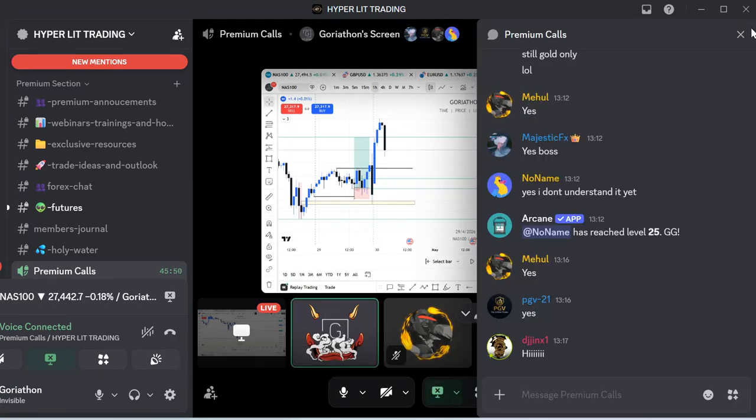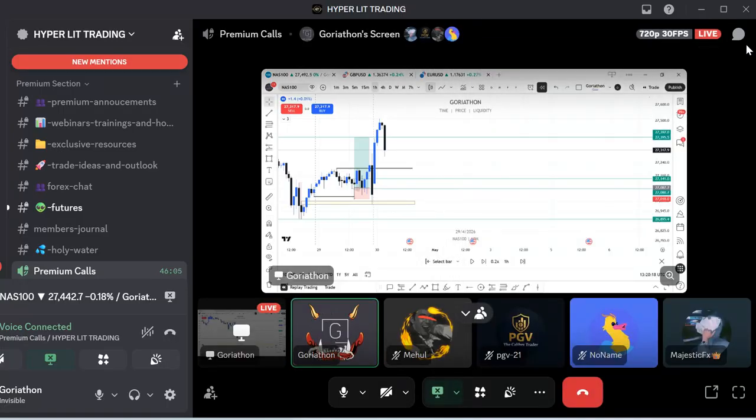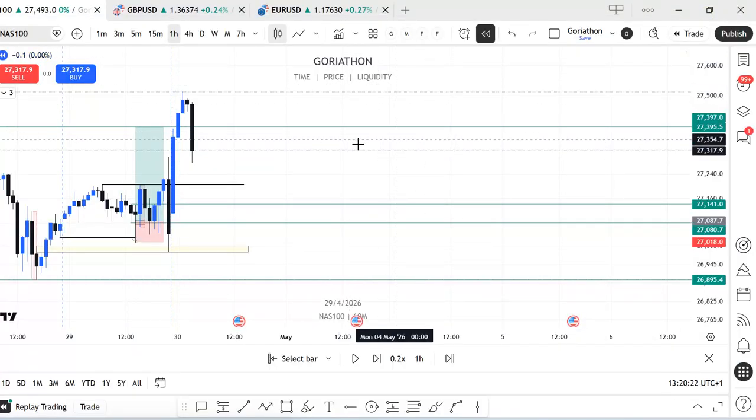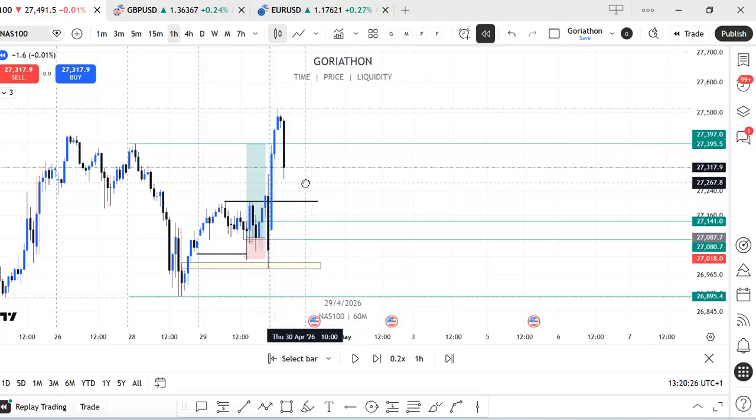So basic take home message: don't be greedy. Try to take relevant partials at the key area. Be very, very patient until the time comes, and then you need to enter. That's all I've got to say to you. And remember, we took 3 trades in a row, right? We took 3 trades in a row now, and we won.